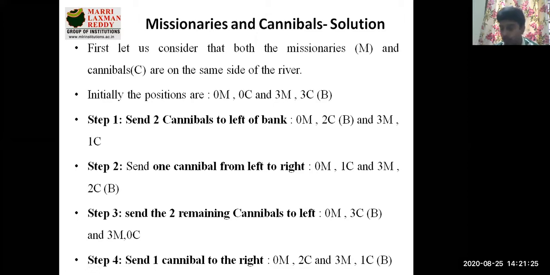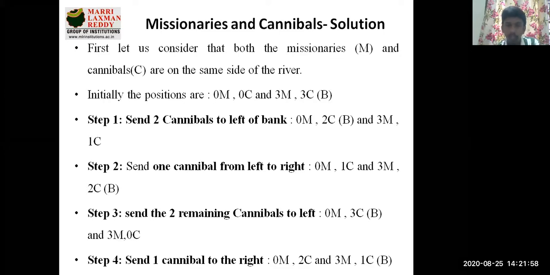So like this, you need to note it step by step in your book, and you need to give a solution. In step three, you can see, again, you can carry two people to the left side. We are again sending two cannibals to the left. So again, at the end, what you're having here, zero missionaries and three cannibals will be on the left side. And on the right side, you are having three missionaries and zero cannibals. So again, one of them should move from left to right.